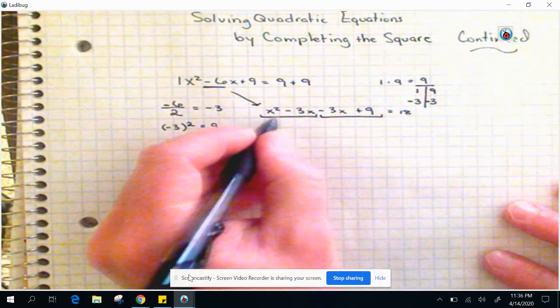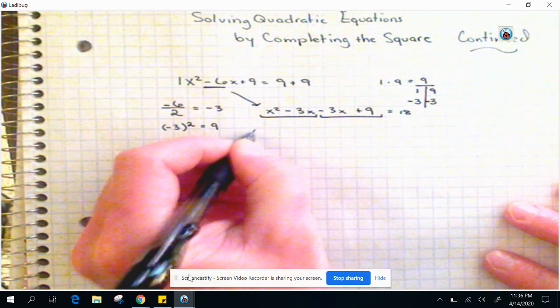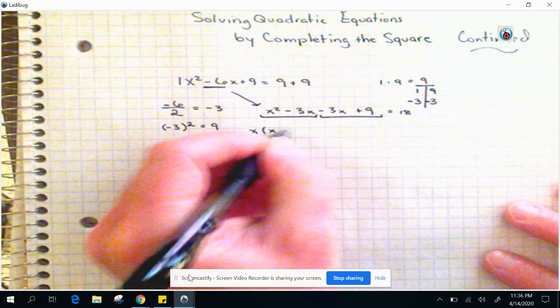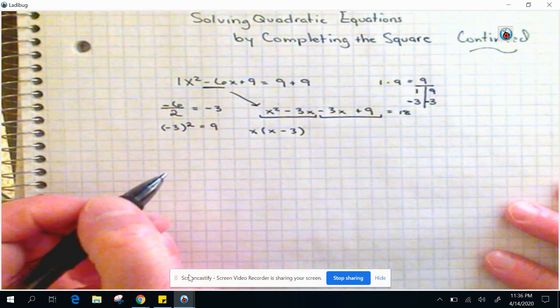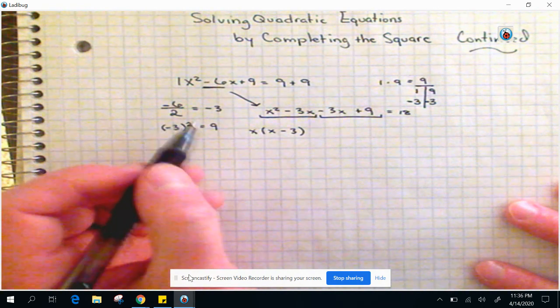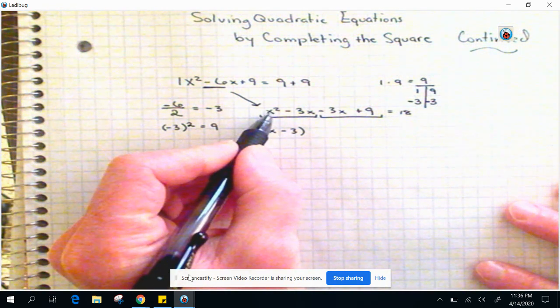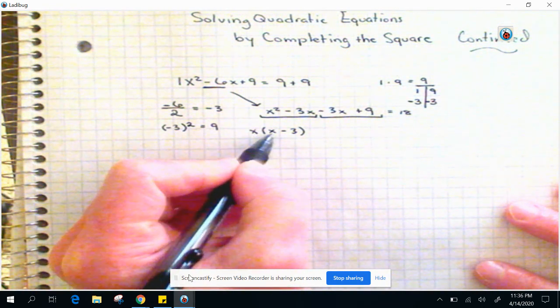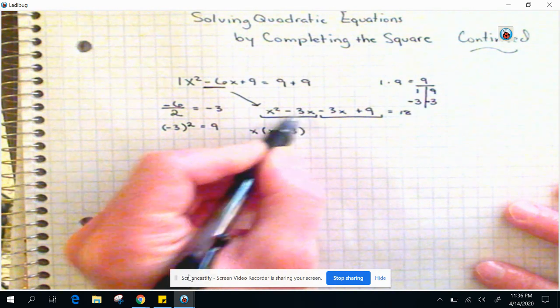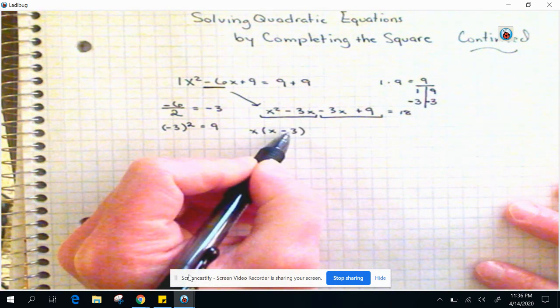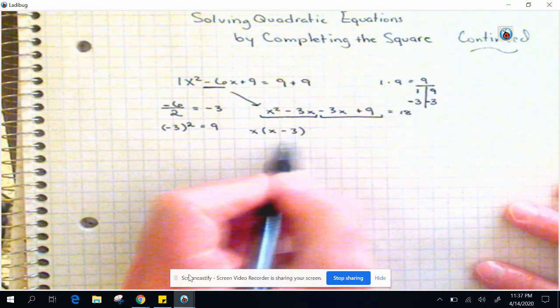Okay, so what these have in common is just an x, which leaves an x minus 3. And when I factor something out, that's me dividing it out. So x squared divided by x leaves us with x. Negative 3x divided by x is negative 3. Okay? All right, so this is done.